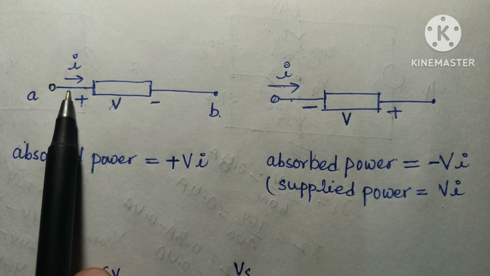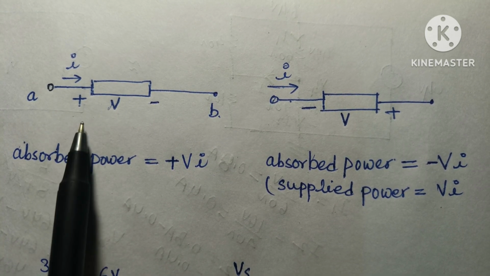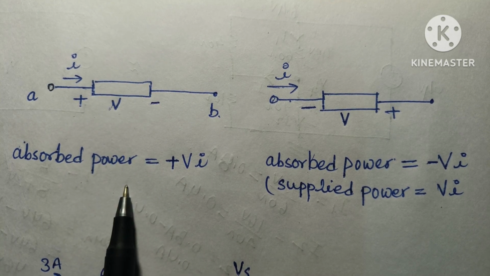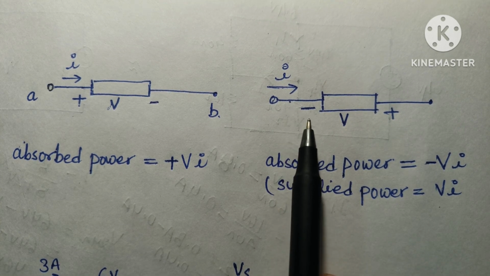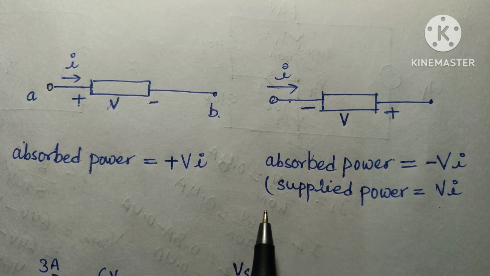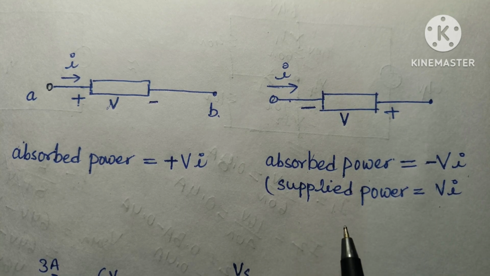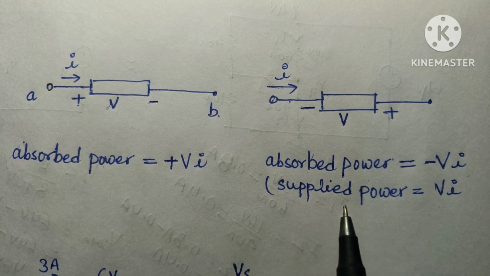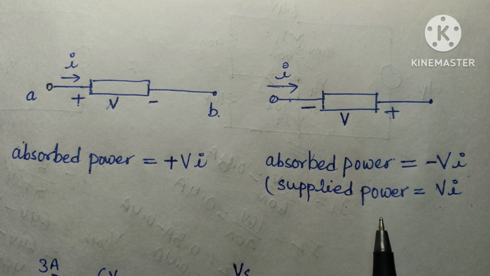If the current is entering at the positive terminal of the voltage, then the element will absorb the power, and the value of power will be plus Vi. And if current is entering at the negative terminal of the element voltage, then absorbed power will be minus Vi, or we can say that the element will supply the power to the circuit, and the supplied power will be equal to Vi. So supplied power can be understood as the negative value of the absorbed power.